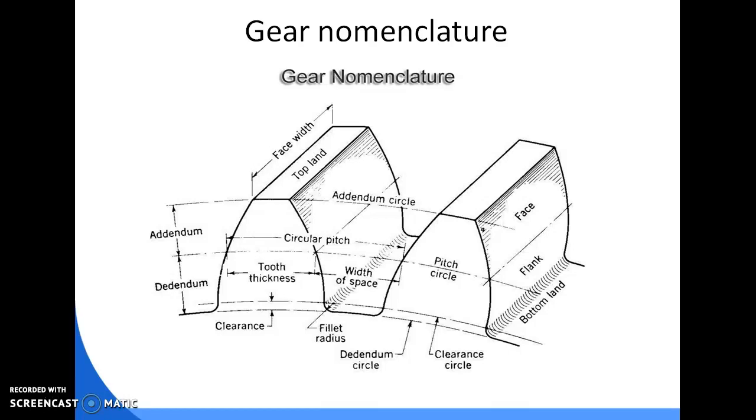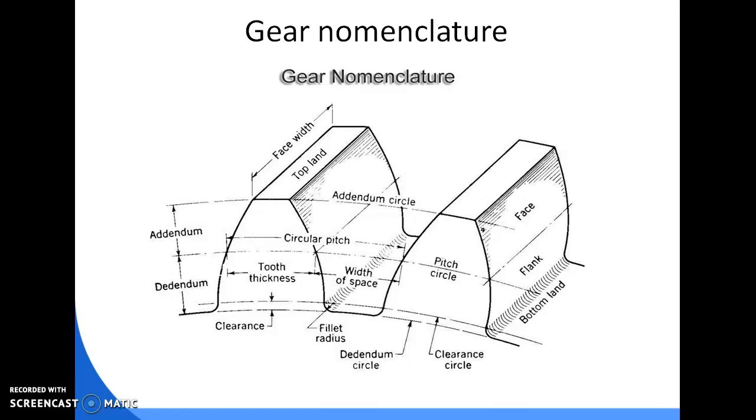Then pitch diameter. It is the diameter of the pitch circle. It is represented by DP. Diametral pitch. The number of teeth on a wheel per unit of its pitch diameter is called diametral pitch. That is PD equal to T by D, and PC into PD equal to pi.